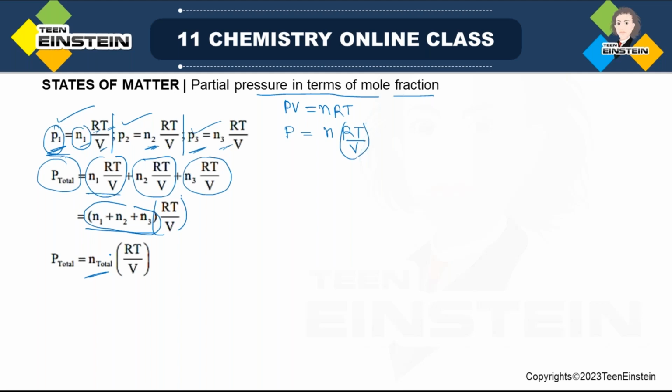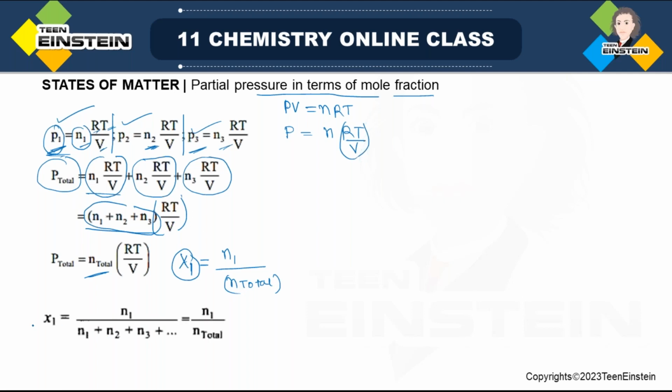Now come to mole fraction. What is mole fraction? Mole fraction we express with X. Suppose for gas 1, the mole fraction of the first gas is X1, and that will be equal to the number of its moles, that is, remember, the number of moles N1, divided by all the number of moles, that is N total, or you can write N1 plus N2 plus N3. So this is the mole fraction of the first gas.